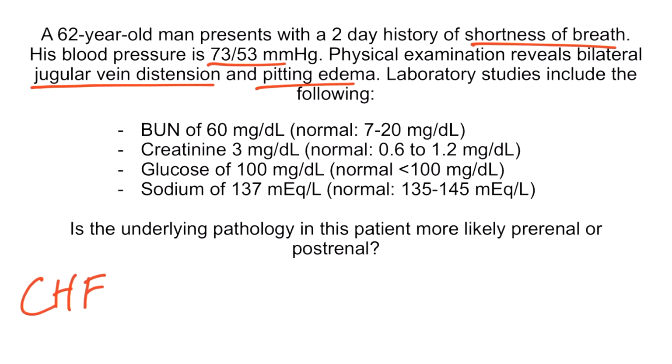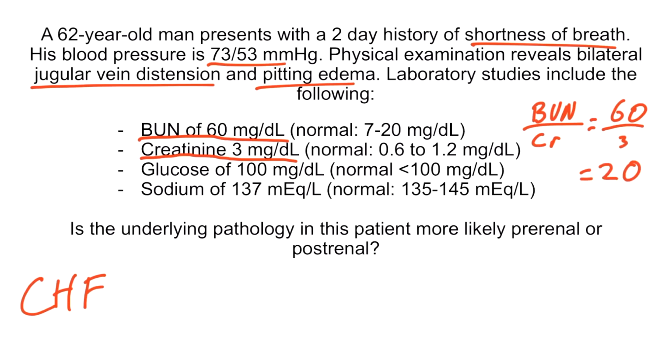And laboratory studies show a BUN of 60 milligrams per deciliter and creatinine of 3. So what's the BUN to creatinine ratio? Well, that would be 60 divided by 3, which is 20, which is greater than 15, so greater than normal.